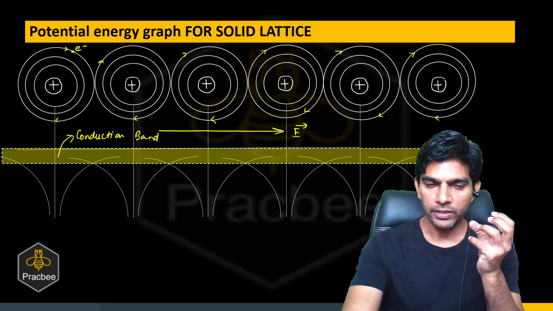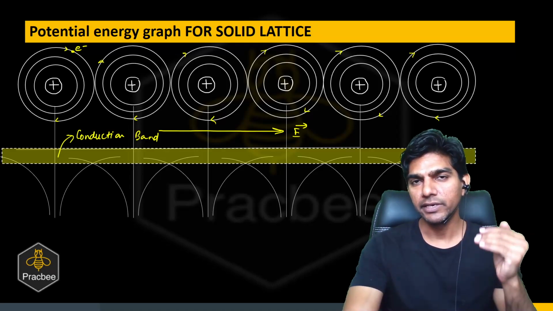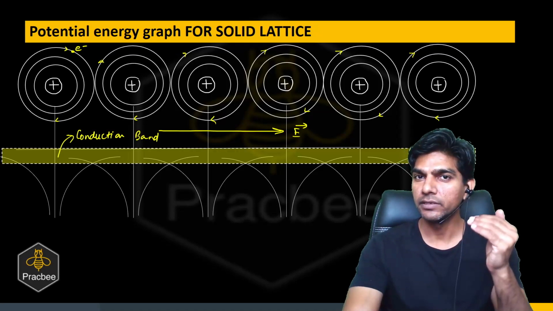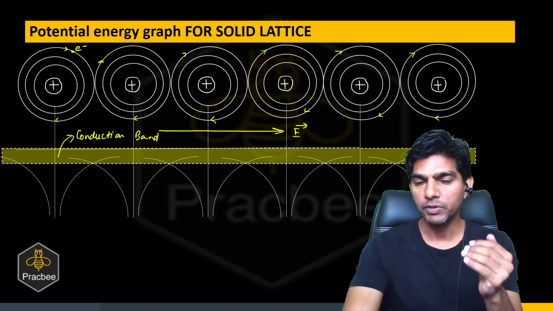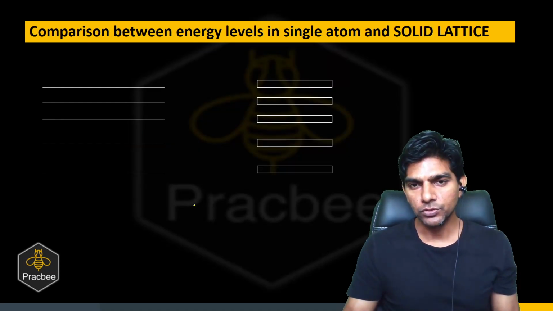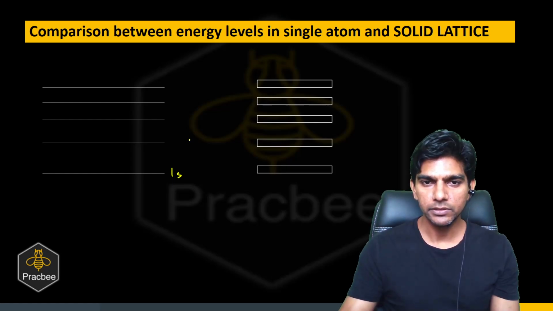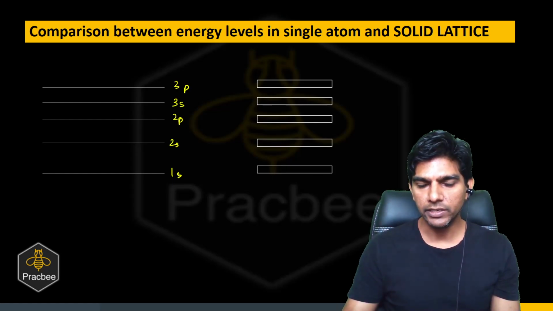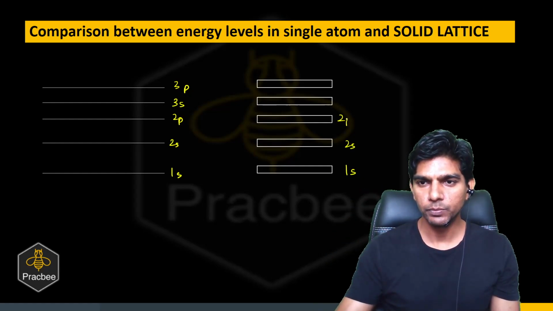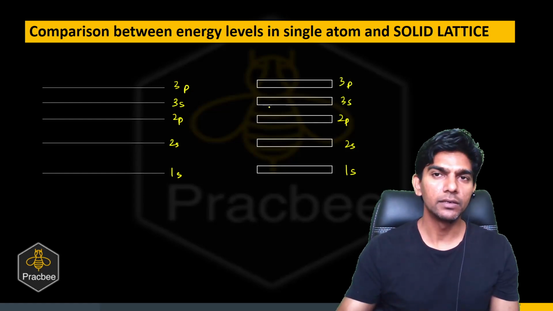In an isolated atom, we have discrete energy levels, but if we have more than one atom, then the discrete energy level system will be violated, and we will have bands instead of discrete values. I can show it like this. Let us say this is the 1s orbital, this is 2s, 2p, 3s, 3p. So 1s will have a range of energies which is known as a band, right? So this will be the 1s band, 2s band, 2p, 3s band, 3p band, like this.